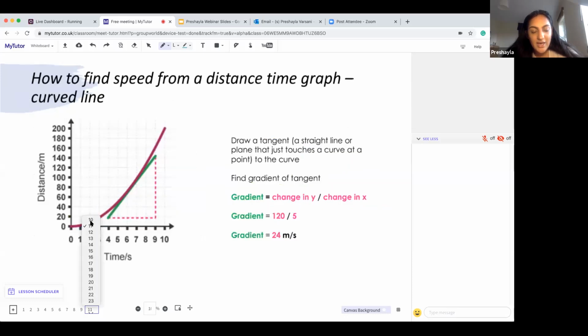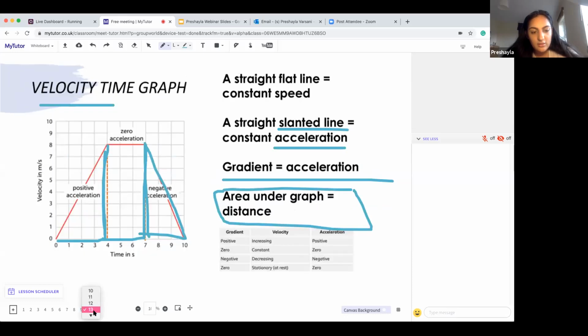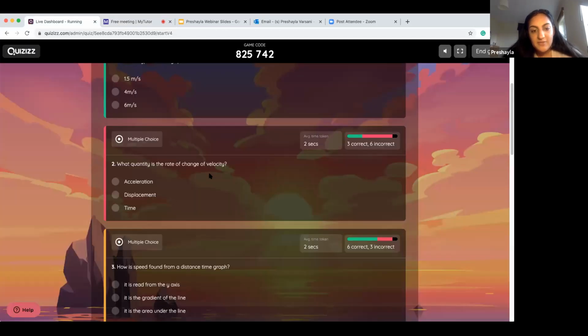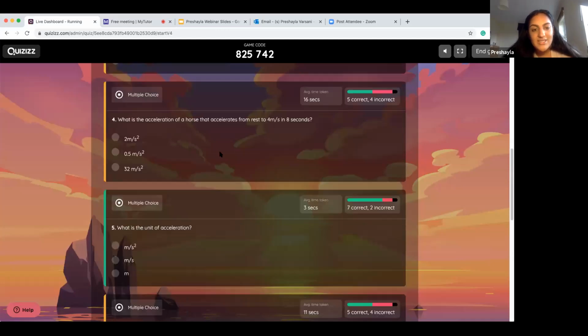So you can see here that the rate of change of velocity is acceleration. Acceleration is velocity divided by time. So another way of defining acceleration is the rate of change of velocity. How is speed found from a distance time graph? It's the gradient of the line.